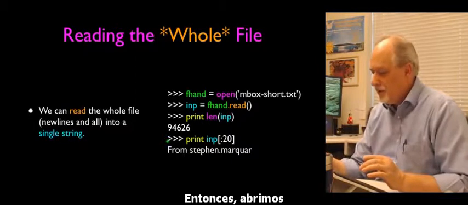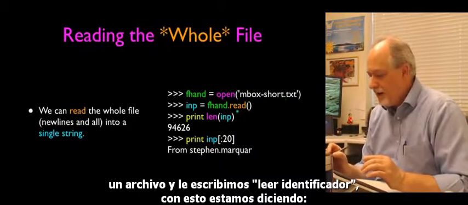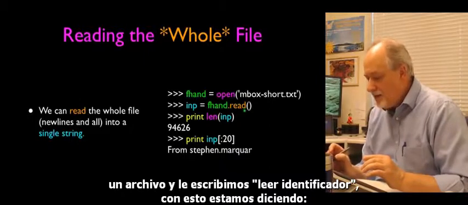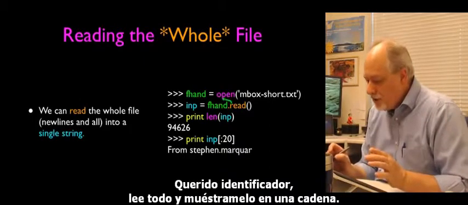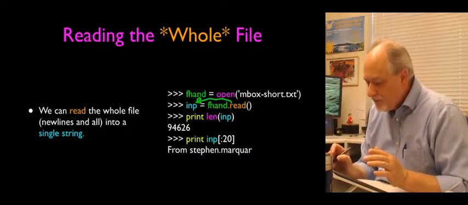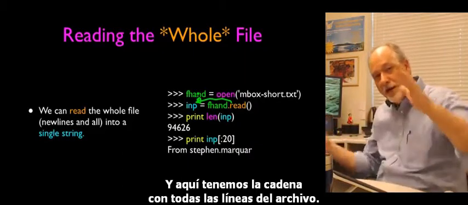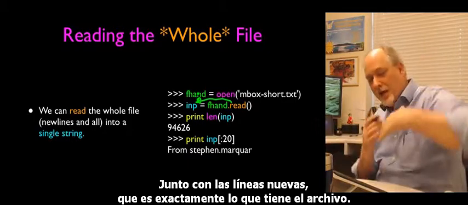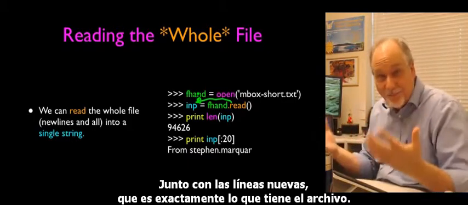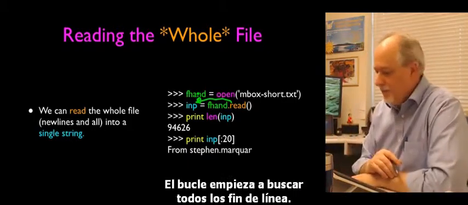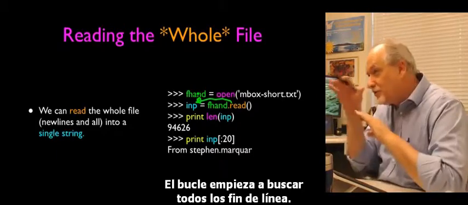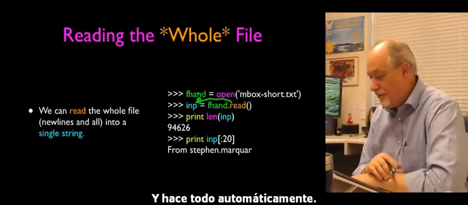And so we open a file and we say fhand.read. This is basically saying, hey, dear fhand, read it all and return it to me as a string. So that's a string with all the lines of the file concatenated together with new lines, which is exactly what's in the file. It's the raw data. The for loop looks for the new line and does all that stuff automatically for us.